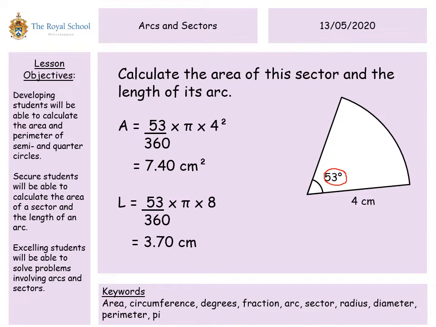Again, as per last lesson, watch out for your units. Remember, area has to be in centimetres squared, and then our perimeter, or in this case, sorry, arc length, is going to be just our regular centimetres.